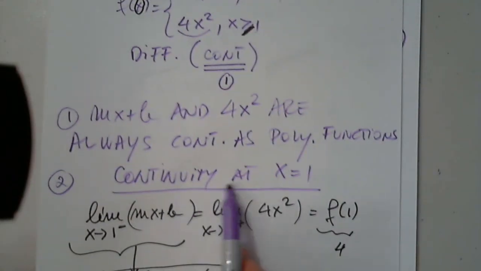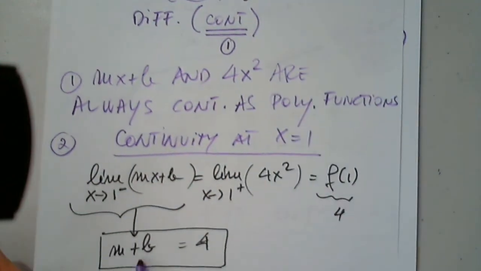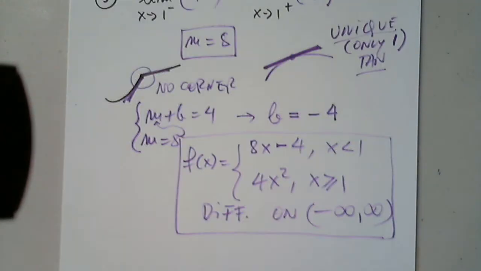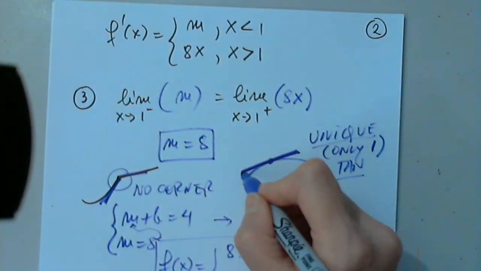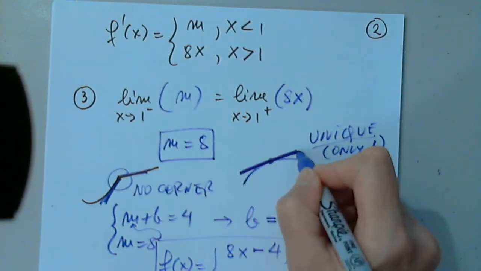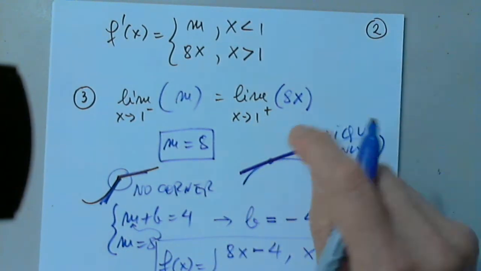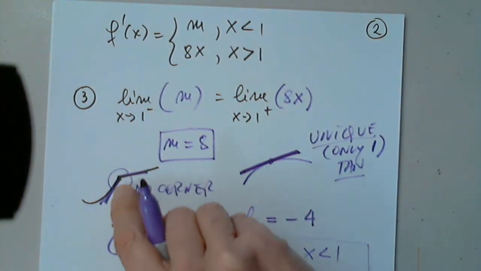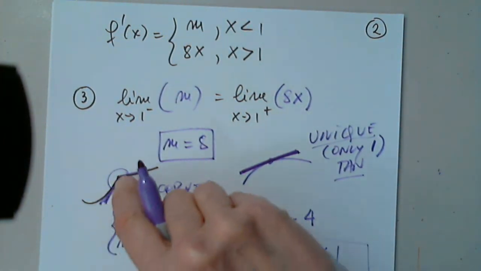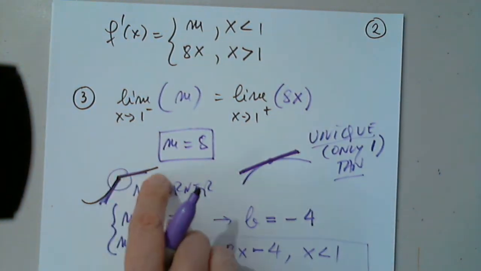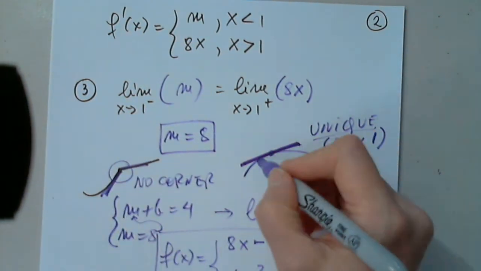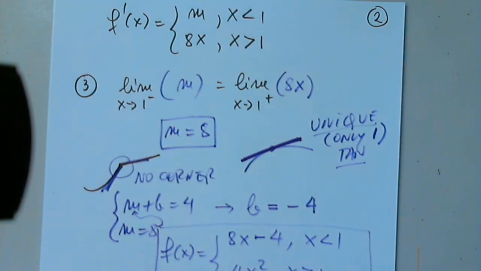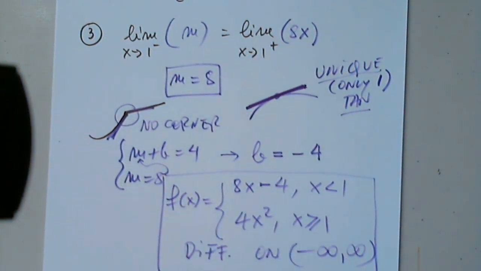First, we made it continuous at 1 with this equation. And secondly, we guarantee that there is only one tangent. The slope on this side equals the slope on this side, because here the slope on this side does not equal the slope on this side. This is much steeper than this one. It's not the same. But here it's just one. One slope, one tangent. Very good problem.